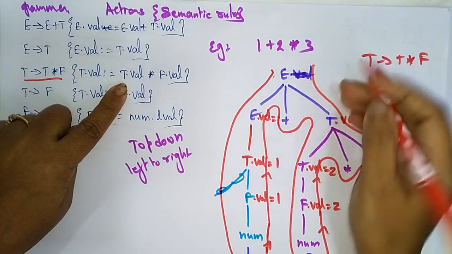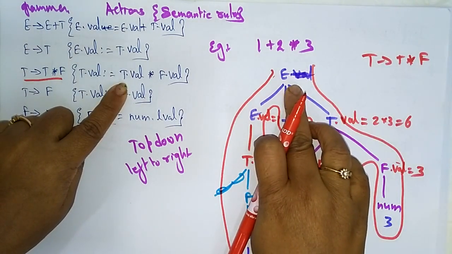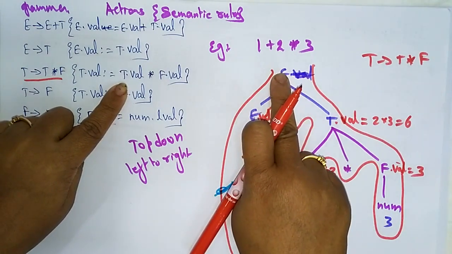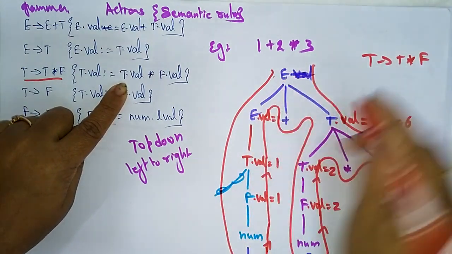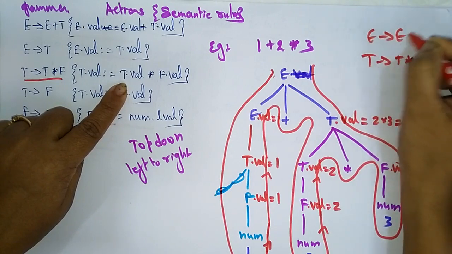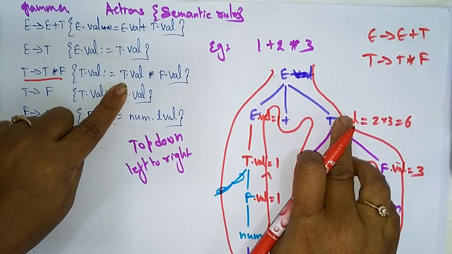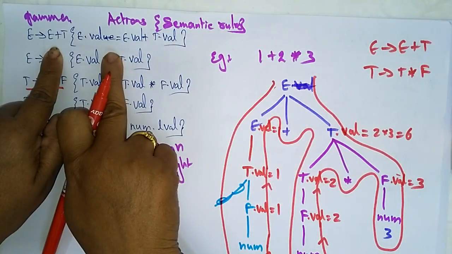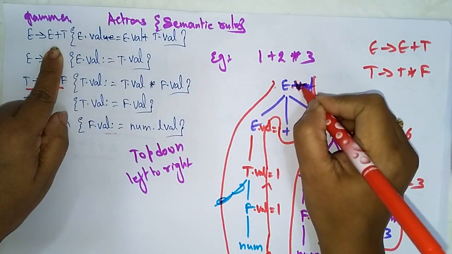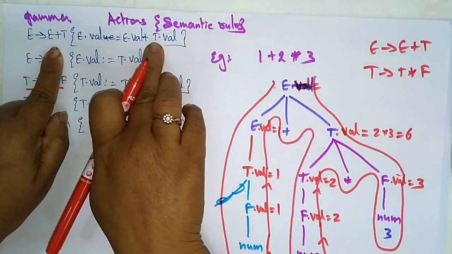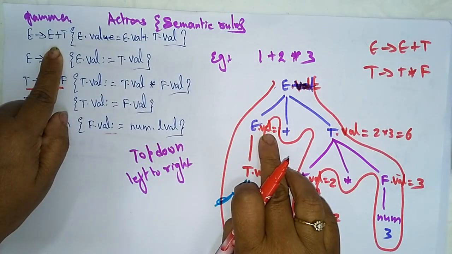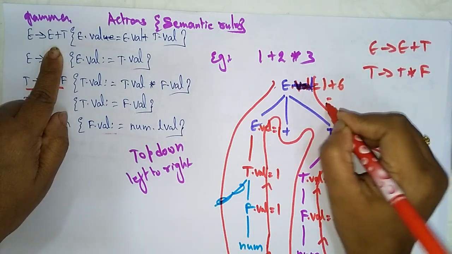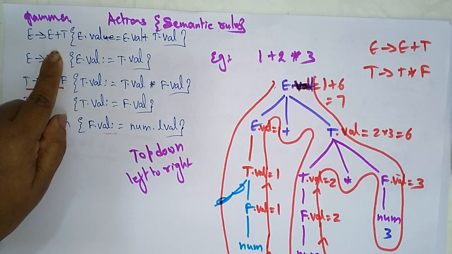Now come to here. So E, there is a reduction here. This is the reduction state and this is the determined state. E determines E plus T. So go to that production and see what is the action for that production. E dot val is equal to E dot val plus T dot val. What is the E dot val here? 1. And T dot value here is 6. 1 plus 6 is equal to 7.